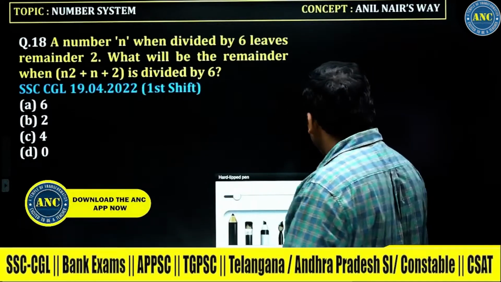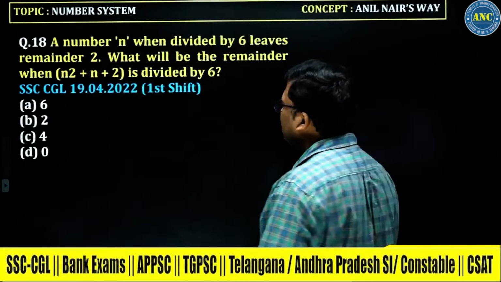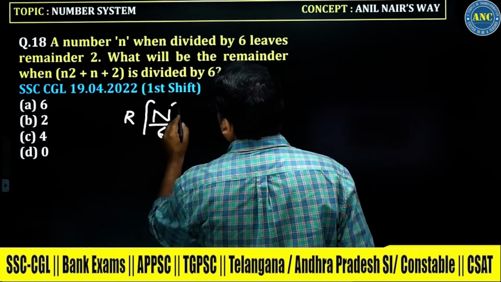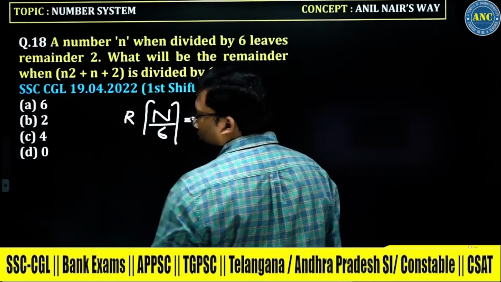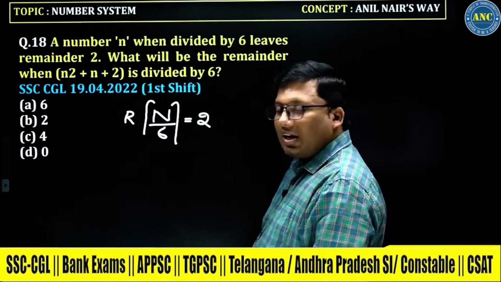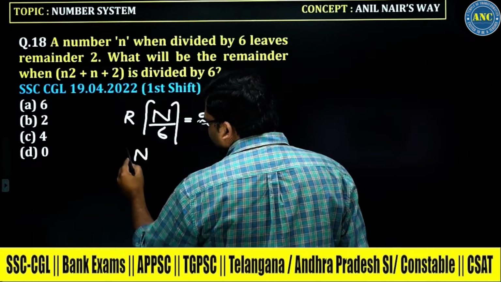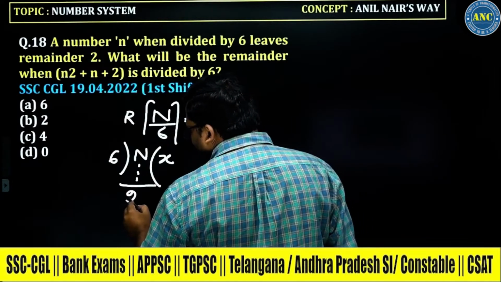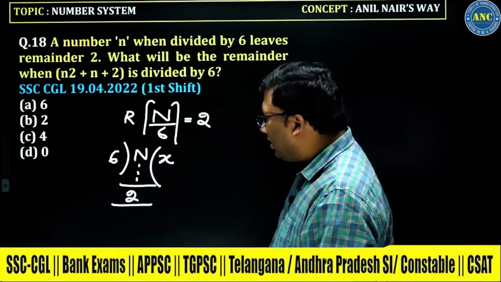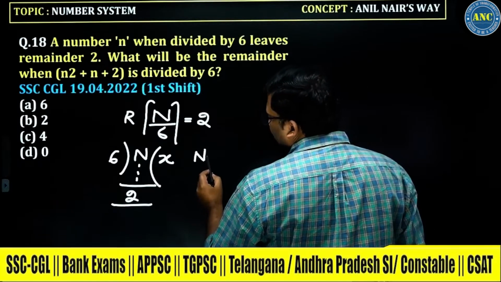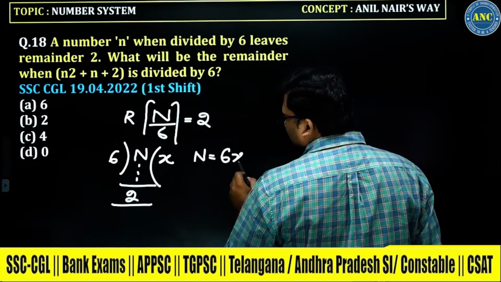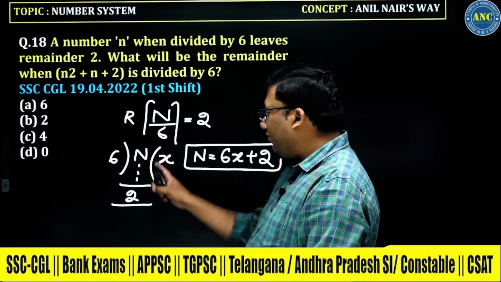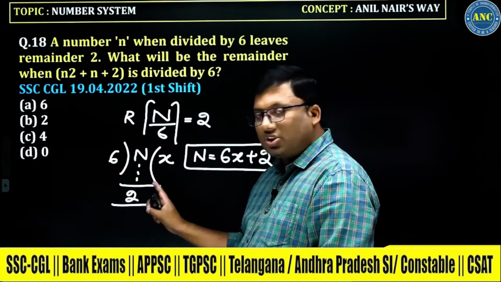Another question. A number when divided by 6 leaves remainder 2. There is a number which is divided by 6. How many times we don't know, but definitely the remainder is 2. So the number form will be: dividend is equivalent to divisor into quotient plus remainder. N is 6x plus 2.